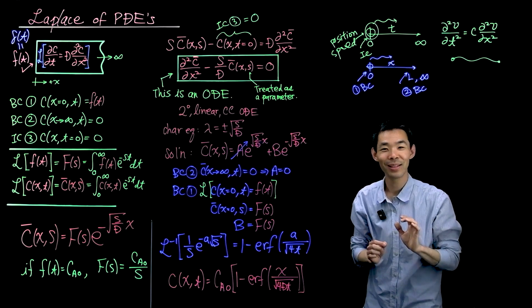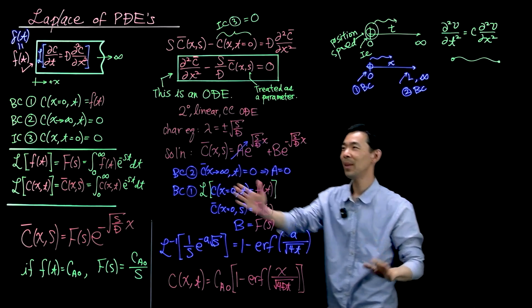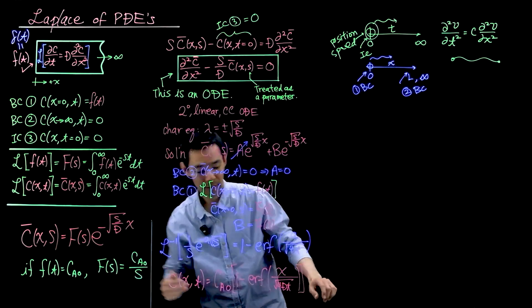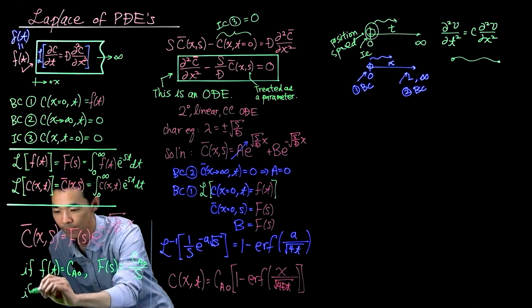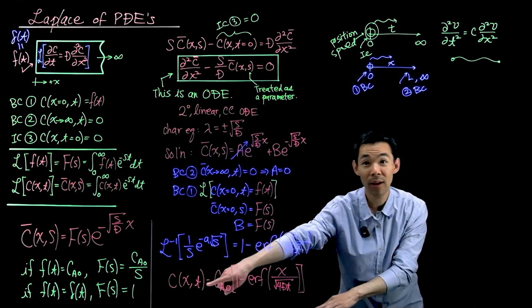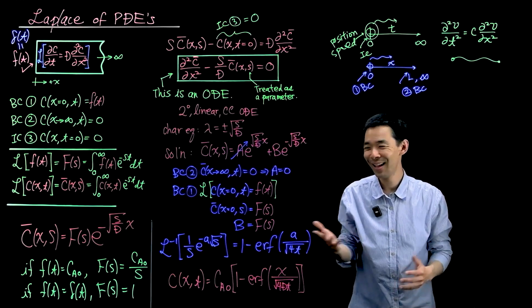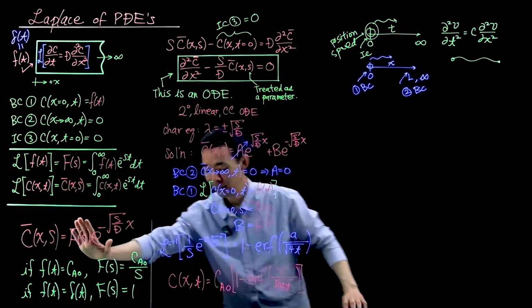Then what happens? Well, no big deal, because if this is a delta function, here, this just becomes a delta function. The Laplace transform of a delta function is just 1, and therefore all you would have is this is 1.